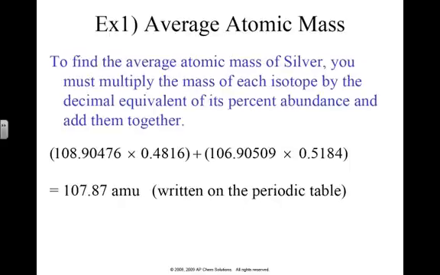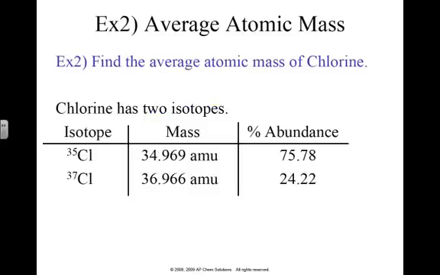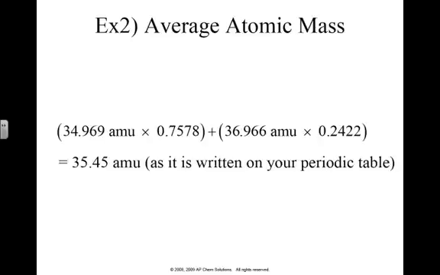Okay? The way that you solve for this is you take the mass times the percentage, of course in the form of a decimal, take the other mass times the percentage in the form of a decimal, and then you add them together. And we should get an answer around 107.87. So we're going to do another one. This one's for chlorine. We're going to take the mass, 34.969 times 0.75, 36.966 times 0.2422, and then we're going to add them together, and we get 35.45.